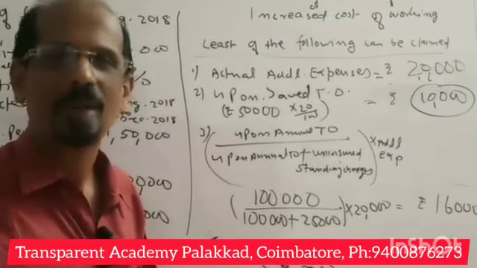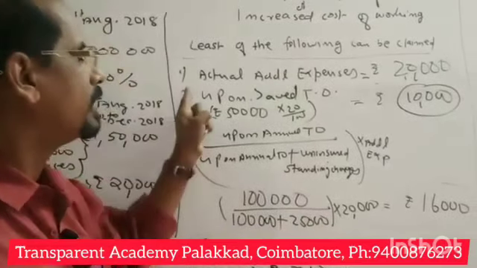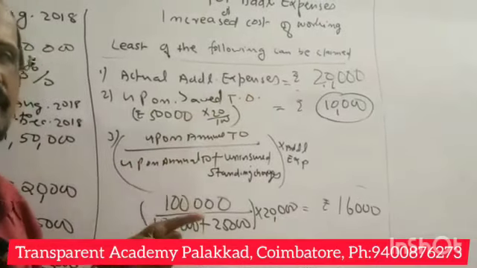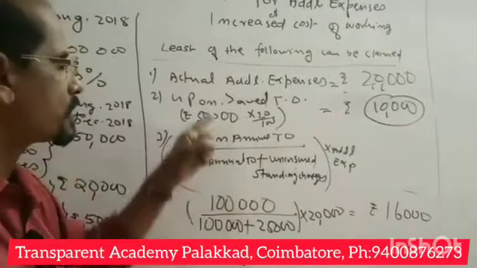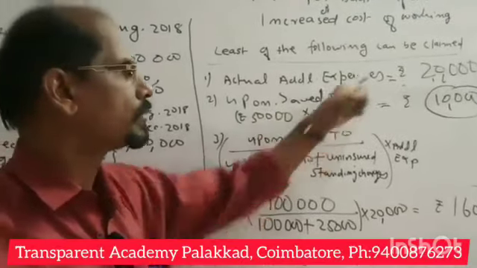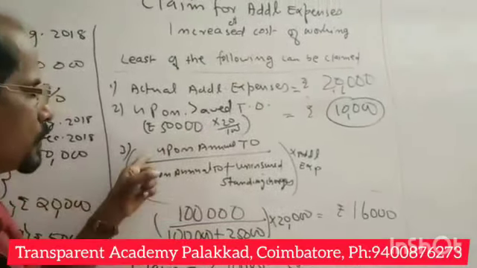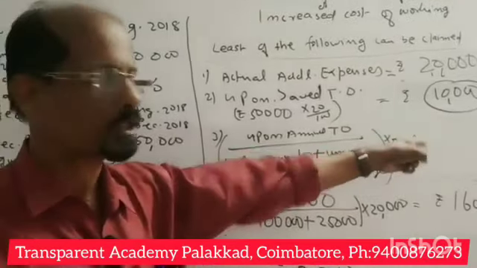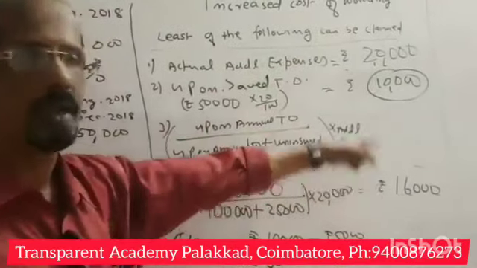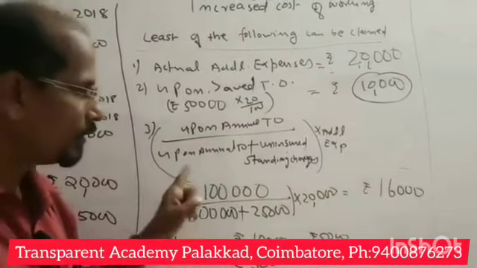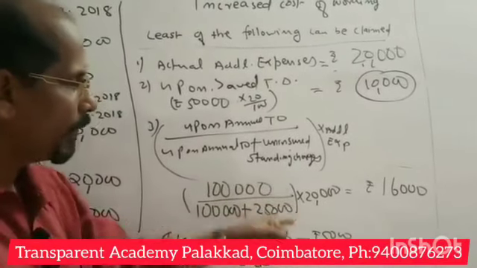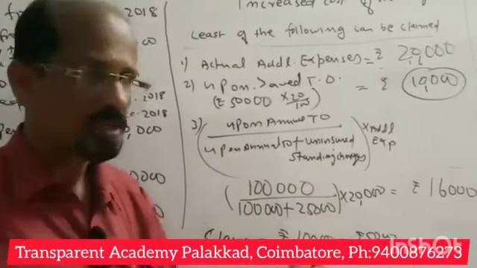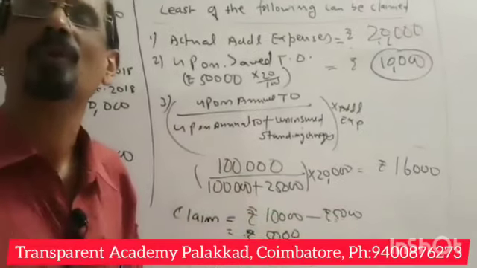So for claiming additional expense, the least of the three will be taken: the actual additional expense of 20,000; the GP on saved turnover, that is 20% of the 50,000 turnover achieved through additional expense, 10,000; and GP on annual turnover divided by GP on annual turnover plus uninsured standing charges, into additional expense, 16,000. Out of the three, 10,000 is the least and can be claimed. From that amount, savings in standing charges, savings in fixed charges, if there are any, must be deducted, then you get the claim for additional expense.